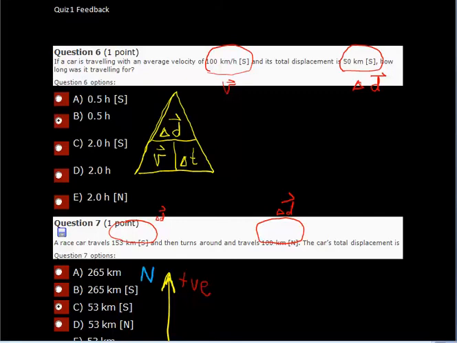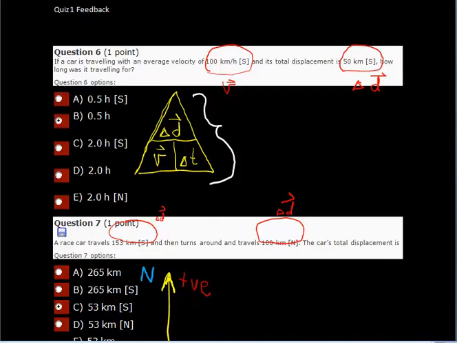Question number 6. If a car is traveling with an average velocity of 100 kilometers per hour south, and its total displacement is 50 kilometers south, how long was it traveling for? Okay, start with our triangle here. Remember this triangle, and when it comes time to doing your exam, I'm going to give you an aid sheet, and these triangles are going to be on the aid sheet.